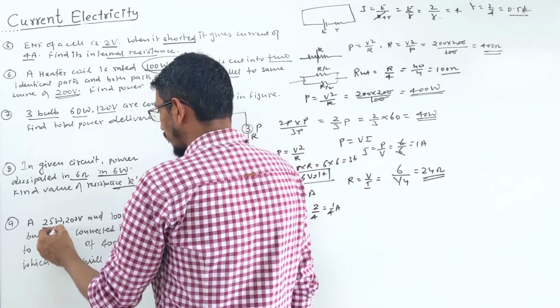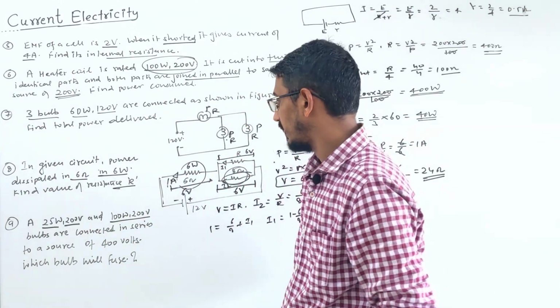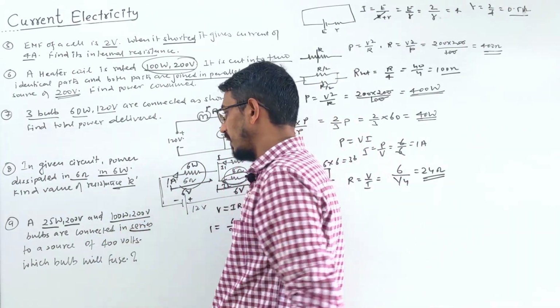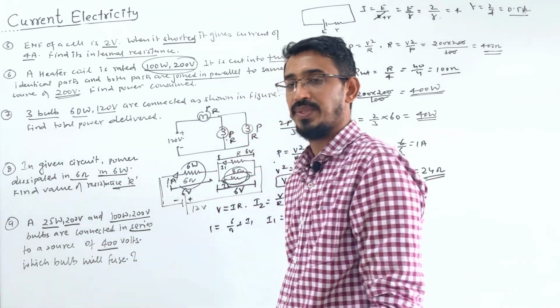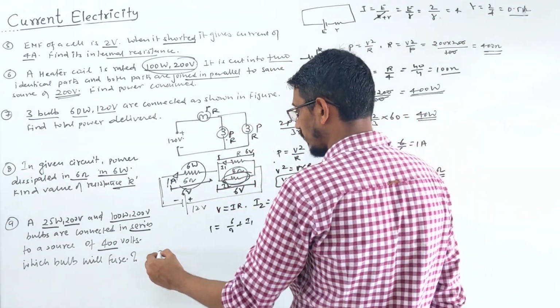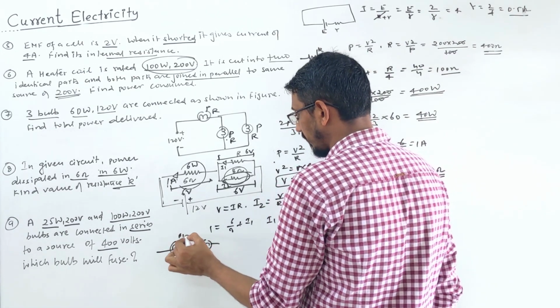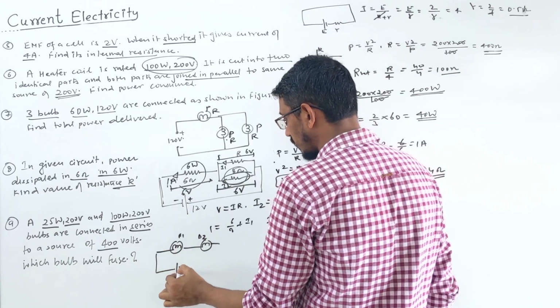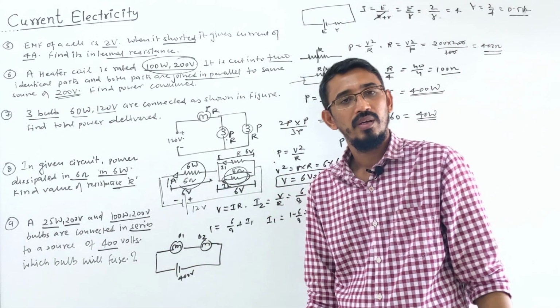A 25 watt, 200 volt bulb and a 100 watt, 200 volt bulb are given, connected in series to a source of 400 volt. Which bulb will fuse? Look here, two bulbs are given. This is bulb 1, this is bulb 2. Let's name them B1 and B2, connected to a source of 400 volt. They are asking which bulb will fuse.